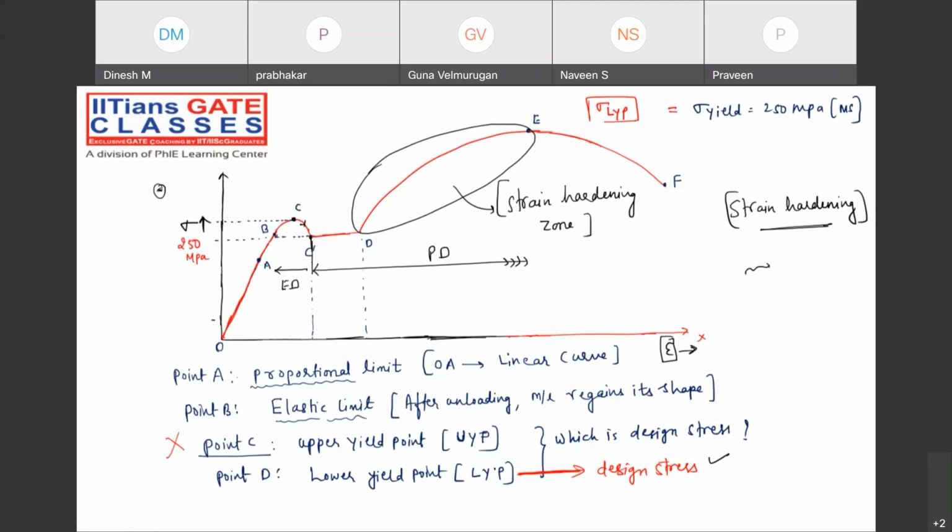All of you, please let me know. And what about the stress value? Simply the meaning of load. Because indirectly, the load per unit area is what? Stress value. That means after D point, things changed suddenly.